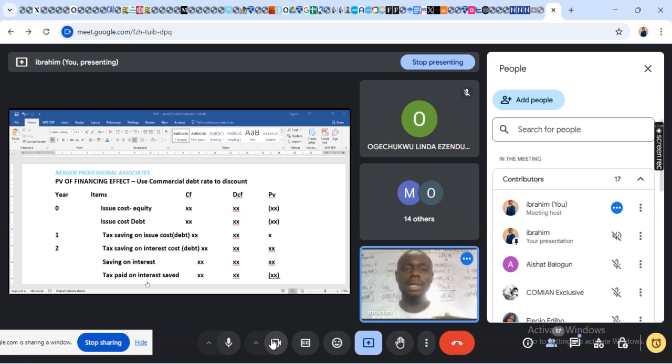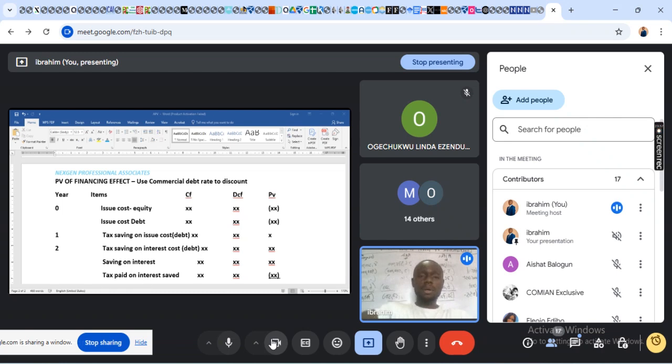Class, this is a what? This is a debt. Then when you want to discount it, you use what? The commercial rate. The commercial rate to what? To discount. The question now is, what is commercial rate? Now, I will divide it into like three sets. There's what we call commercial loan, cheap loan, or subsidized loan.